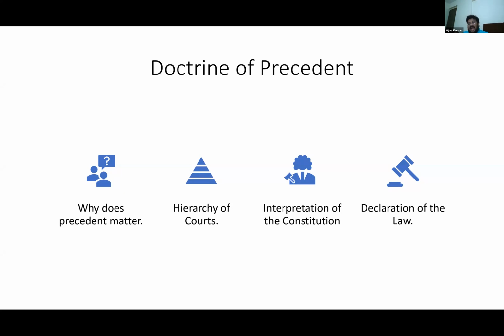But I look at it a little differently. You have the Supreme Court and the High Courts, and you have the district courts. And I hold the Supreme Court and the High Courts to be co-equal. And here's why. Both of them are established by the Constitution.